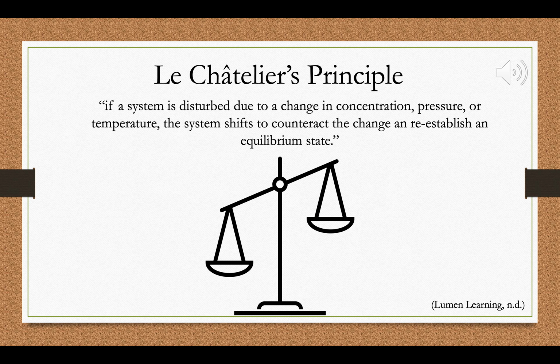Le Chatelier's principle states that when a system experiences a disturbance, the reaction will respond by shifting in a direction to try and counteract the change. Disturbances could include concentration, pressure and volume, or temperature changes.